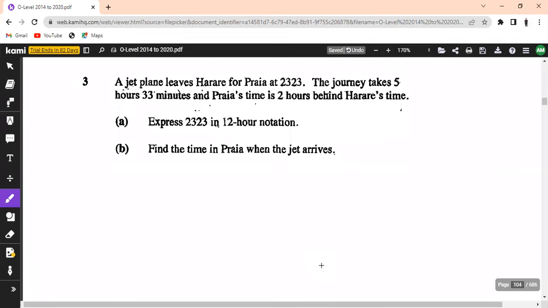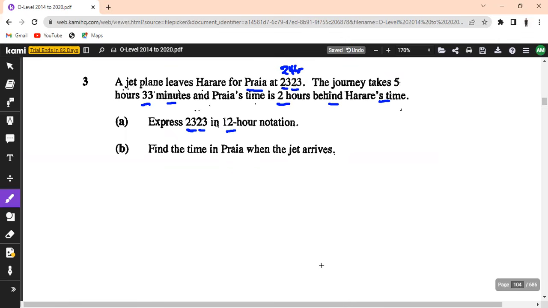Then number 3, you're given that a jet plane leaves Harare for Paria at 23 hours. That is a 24-hour notation. So this time is in 24-hour notation. The journey takes 5 hours, 33 minutes, and Paria time is 2 hours behind Harare's time. Express 23 in 12-hour notation. So the first task is to just express this.